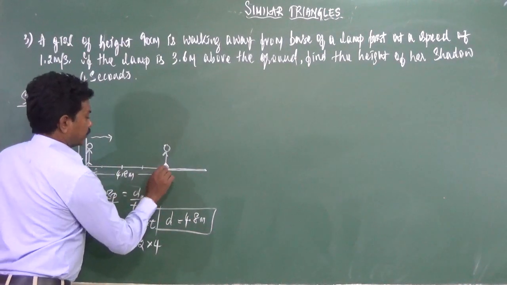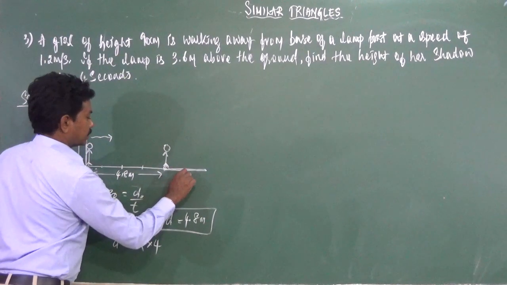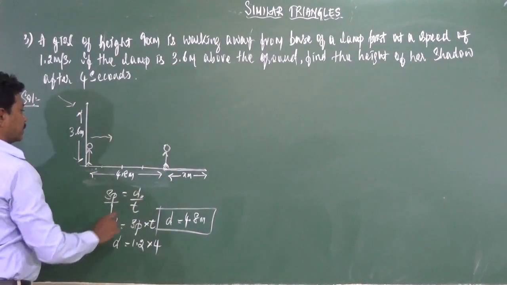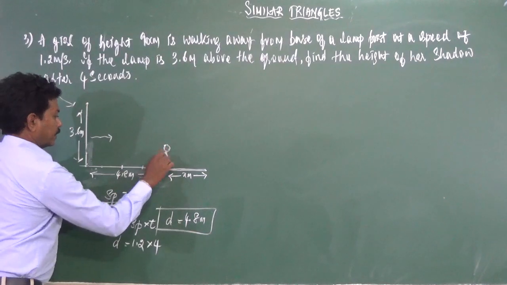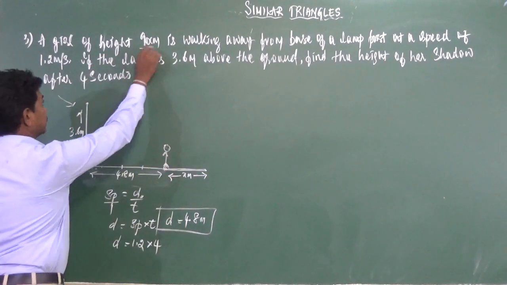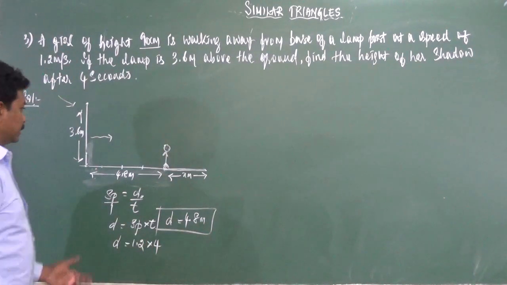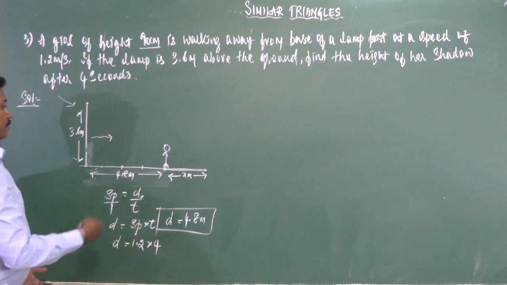So here we have to calculate the height, the shadow of the girl. So we have to find out this distance. So let it be x meters. Now the girl is here. So our height is given in centimeters, that is 90 centimeters. You cannot take 90 centimeters because all other parameters are in meters. So therefore convert that into meters.